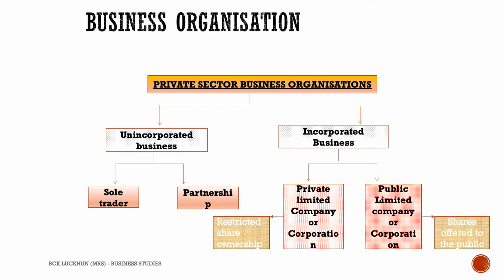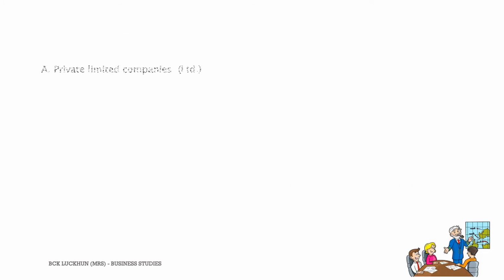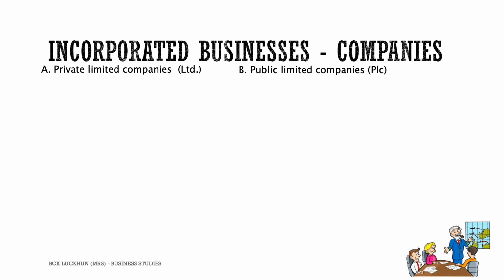So far, we have learned that sole trader and partnership are unincorporated businesses. Now, companies are incorporated businesses, and the two types of companies are private limited companies, where there is restricted share ownership, and public limited companies, where the shares are offered to the public. Let us now study incorporated businesses. They are private limited companies, Ltd, and public limited companies, which may be written as PLC.